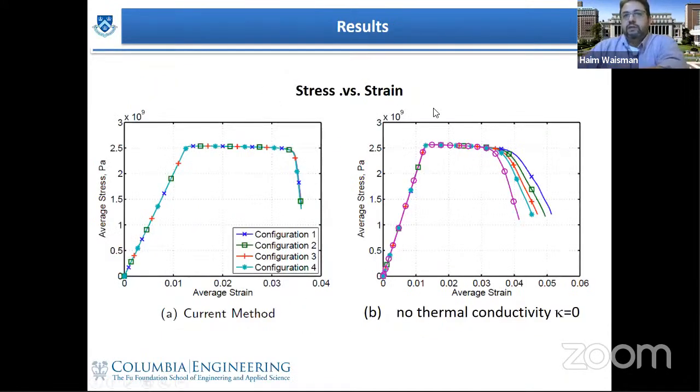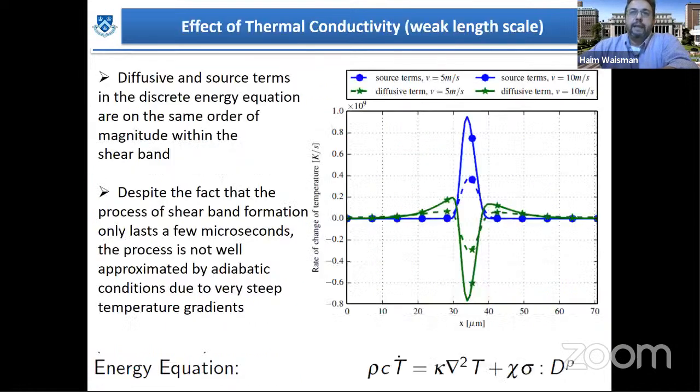Another result here is a stress strain curve. The left figure shows our method incorporating thermal conductivity. The other shows what happens if you consider the adiabatic condition, or kappa equal to 0: you get this mesh sensitivity back. So this term is very critical, and we need to keep it.